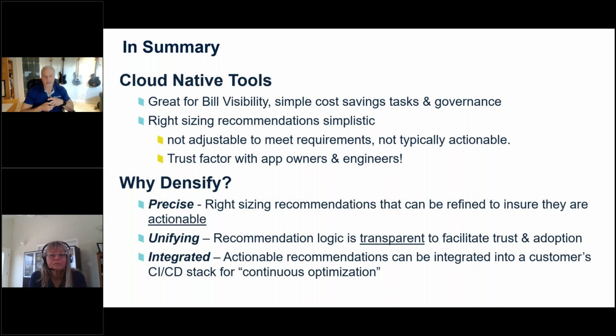Densify's precise right-size recommendations ensure that these are actionable. All the logic, all of the reporting, the information that says what's the basis of this recommendation? What are you going to do to my application when you do this? And then the ability to take all those hundreds of answers and integrate them and action them through a CI/CD pipeline for this continuous optimization.